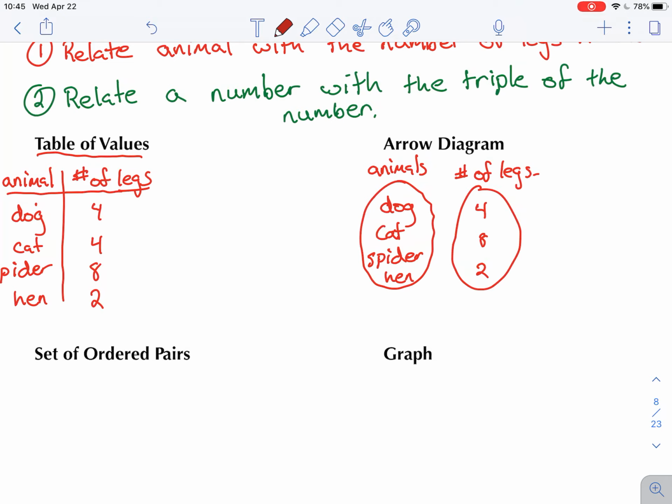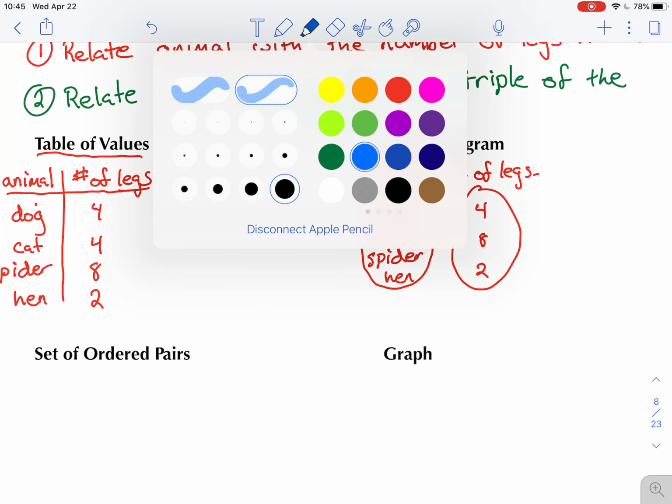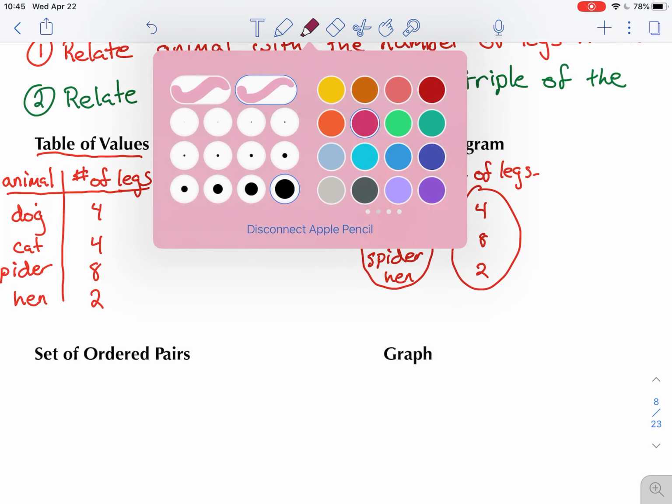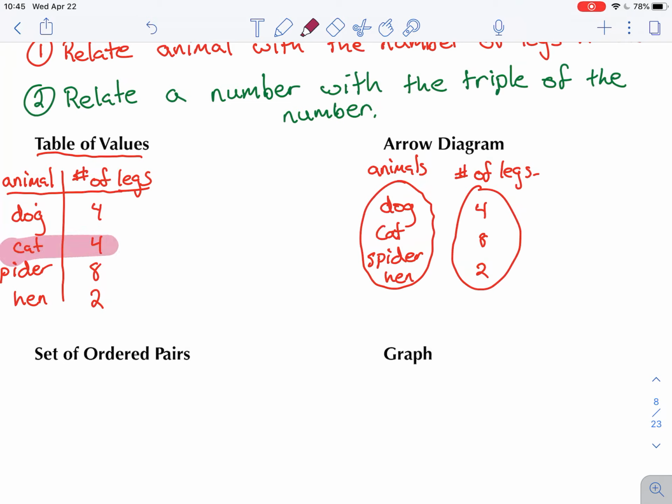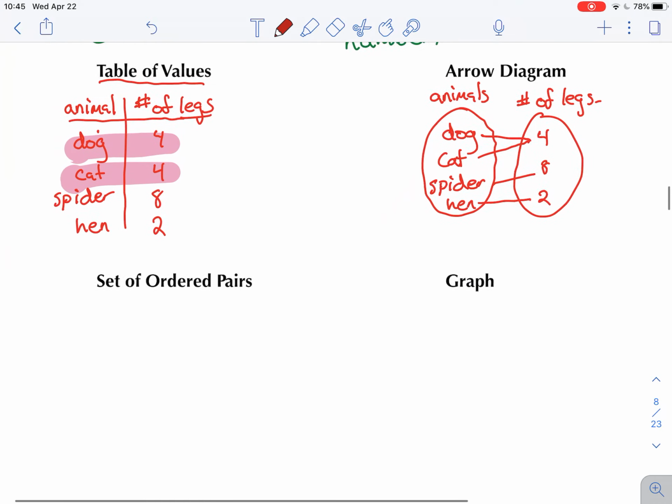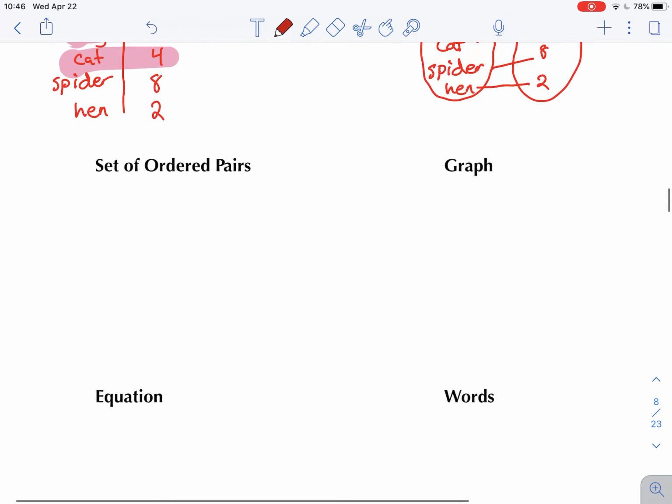4, 8, and 2. Now notice in my table of values I have dog to 4 and cat to 4 as well, but they're different lines. So you'll notice here that goes to that 4 and that goes to that 4. But in our arrow diagrams, the dog goes to a 4 and the cat goes to the same 4. Then we connect the spider to 8 and the hen to 2. Right, so this again is our relation, an animal with the number of legs it has.